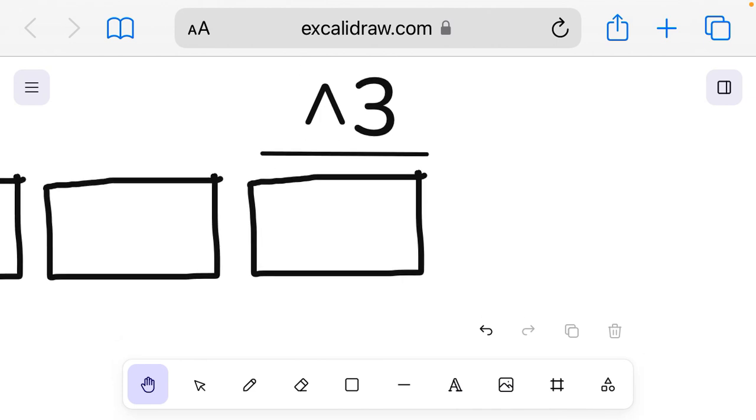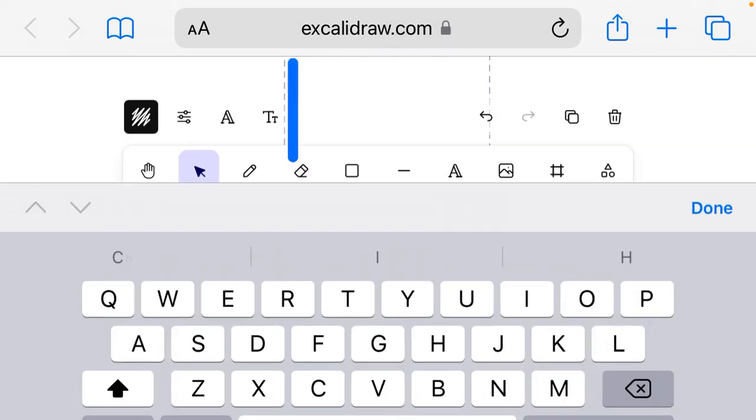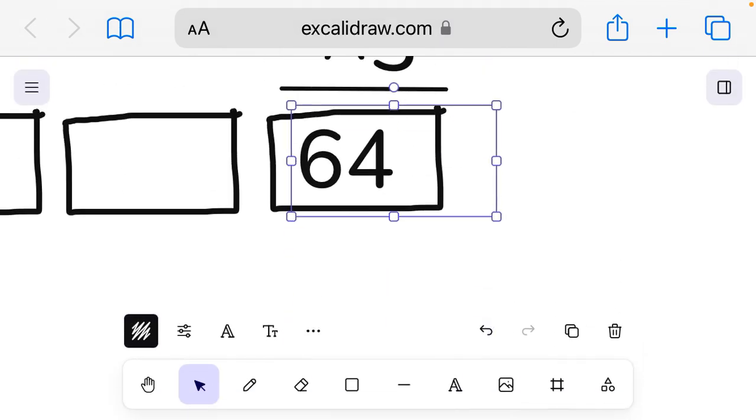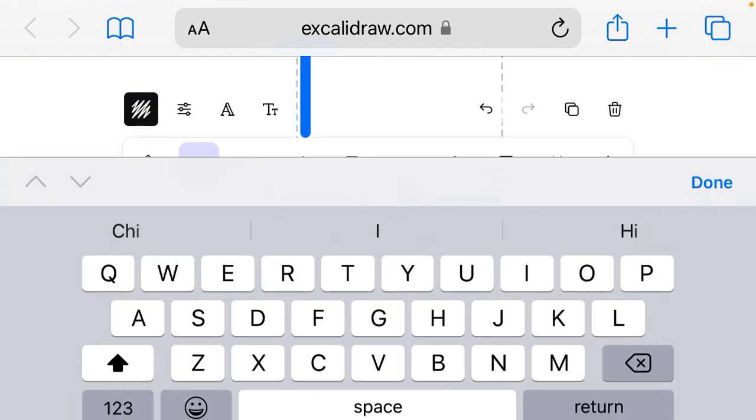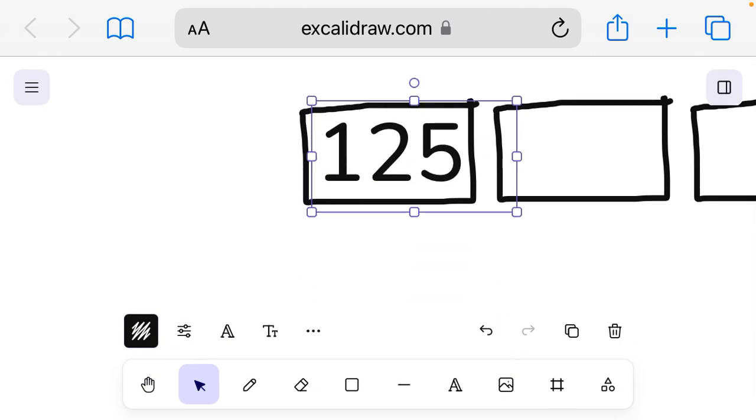We have to start with 4 cubed and it goes in the last box. 4 cubed is 64, so it goes here. And then 5 cubed goes in the very first box, which is 125.